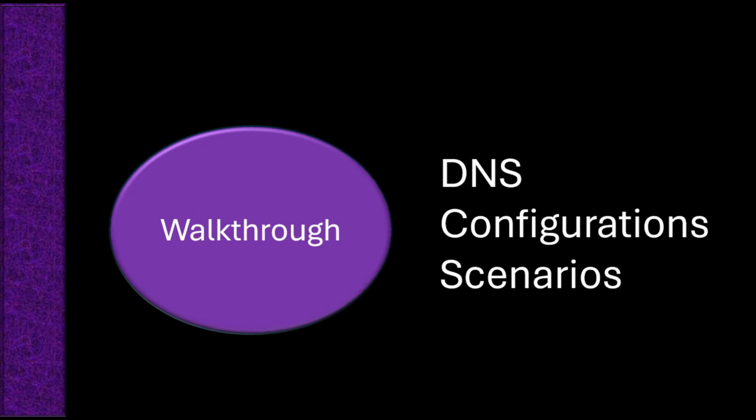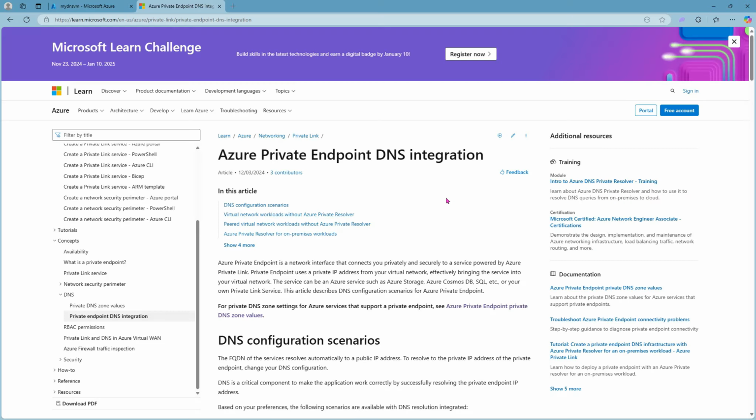In this video, we are going to do the walkthrough of the various design patterns that you can adopt for the DNS configuration that require communications with private endpoints. This is the Microsoft Learn page where there are multiple design patterns outlined by Microsoft when you need to interact with the private endpoints resources. Okay, so let's go through one by one so that you have a solid understanding.